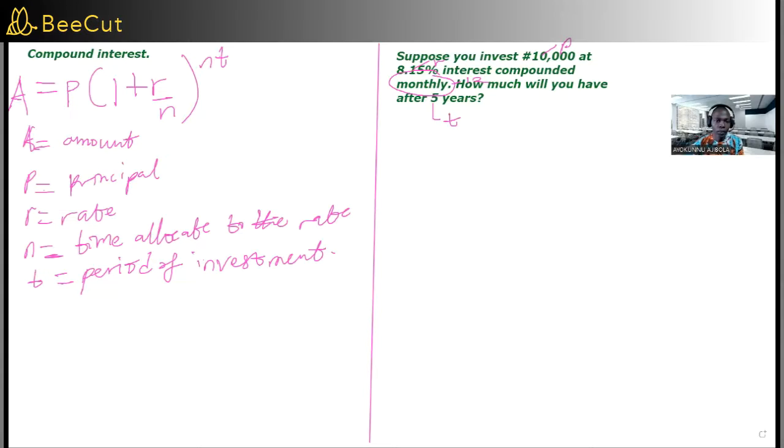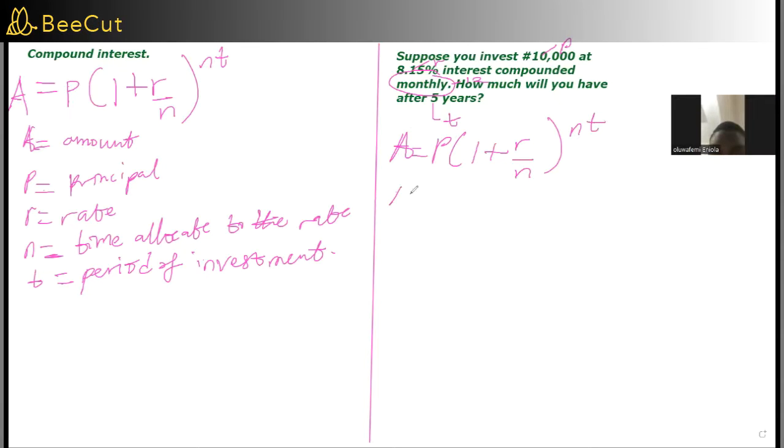So the amount is what I'm looking for. According to the formula, A equals P into 1 plus R over N, all raised to N T. So now the amount is unknown. That's what I'm looking for. The amount goes to my principal, which is 10,000, into 1 plus the rate. And since the rate is 8.15%, we are going to change that to decimal.